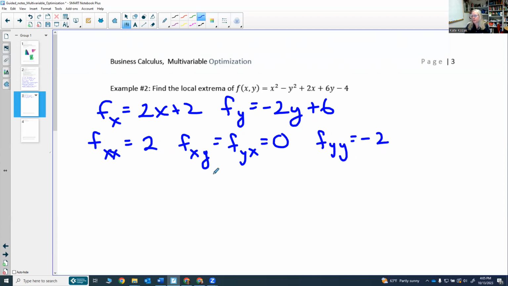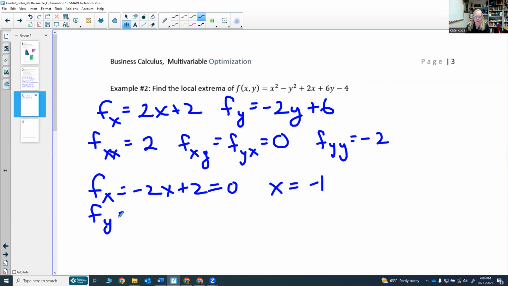Now find the critical points by setting the first partial derivatives equal to 0. So f sub x, which was equal to 2x plus 2, is equal to 0. So x is equal to negative 1. And f sub y, equal to negative 2y plus 6, is equal to 0. So y is equal to 3. And the critical point is negative 1, 3.